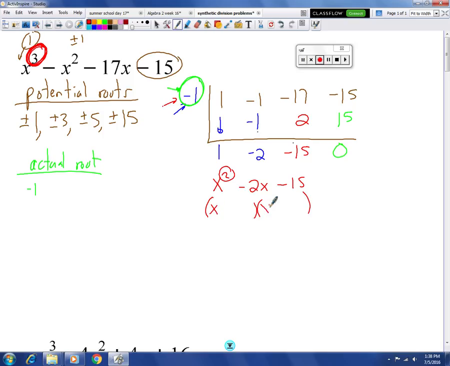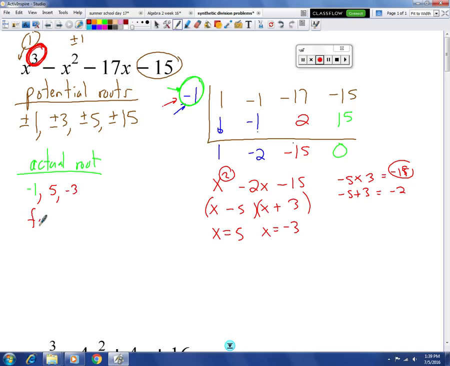Okay, x and x. Alright, negative 15, I can multiply a negative 5 times a positive 3 to make a negative 15. And when I add a negative 5 plus 3, I get a negative 2. So negative 15 is my last term, negative 2 is my middle term. So I'm going to use a negative 5 and a positive 3 as my factors. And my solutions, or my roots, are x equal positive 5, x equal negative 3. So over here underneath my actual roots, I already had a negative 1. I'm going to put a positive 5. I'm going to put a negative 3. So there's my roots.